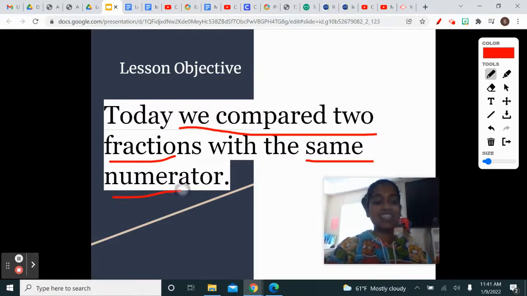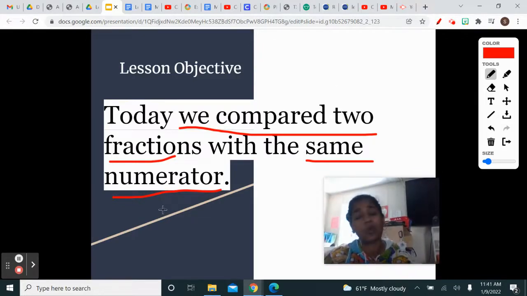All right, so today we compared 2 fractions with the same numerator. So fantastic. Great job today. Go ahead and finish your activity and come see me when you're ready for your exit ticket.